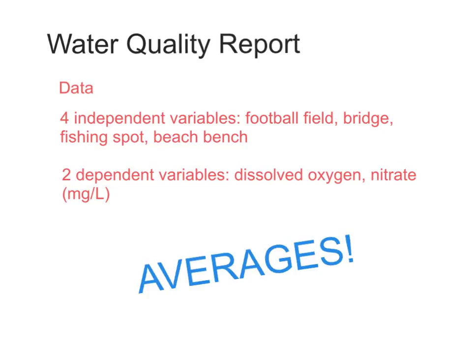So the first thing you're going to need to do as a class is get together and get your averages. So for each site, what was the average dissolved oxygen reading, and also what was the average nitrate reading. Now, to get your nitrate readings, remember you have to subtract out whatever your starting number was away from the control, which was 100. So let me give you an example of this.